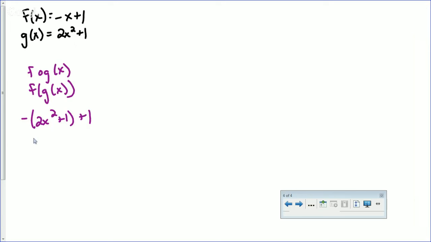So we'll distribute the negative. We have -2x squared minus 1 plus 1, which cancels. So I have -2x squared.